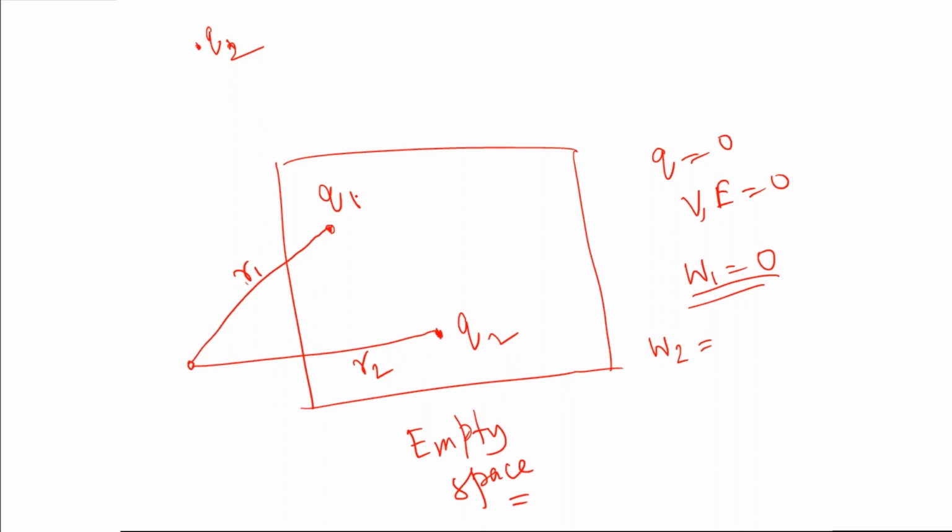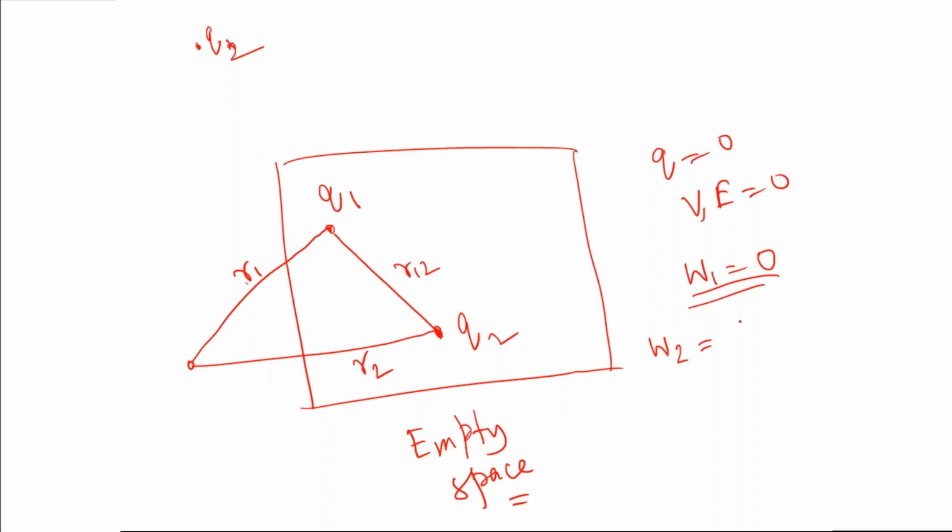So it must be creating a certain field or potential. So what is that potential? Suppose this distance is R12. The potential created at this point due to Q1 is Q1 by 4 pi epsilon naught R12. This is the potential created by Q1 over here.